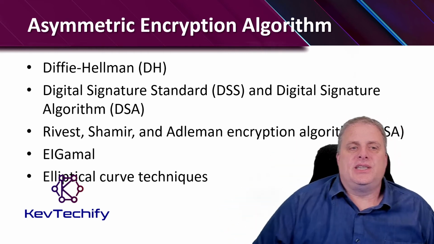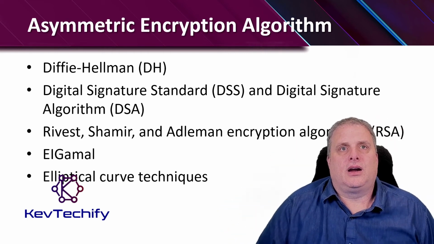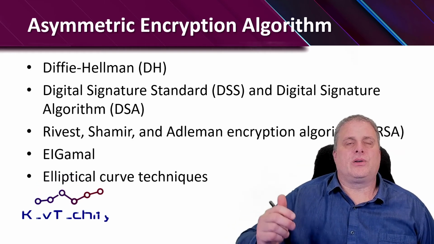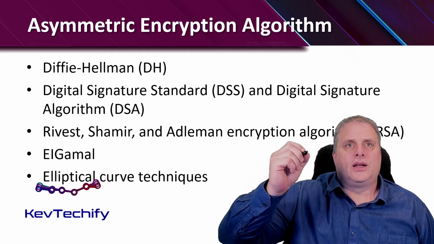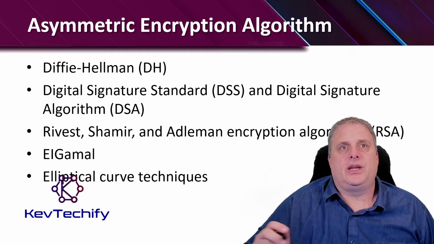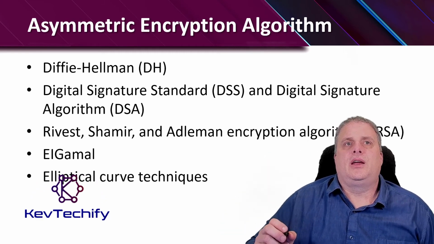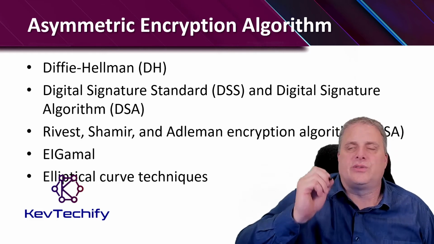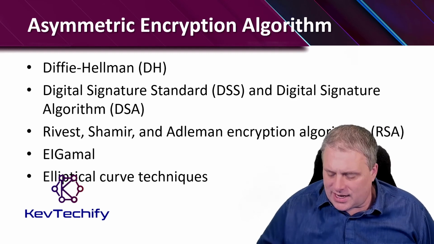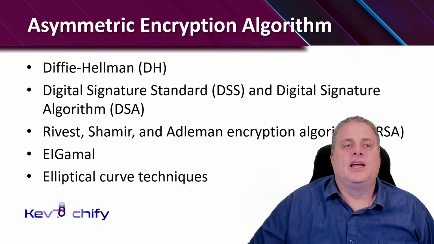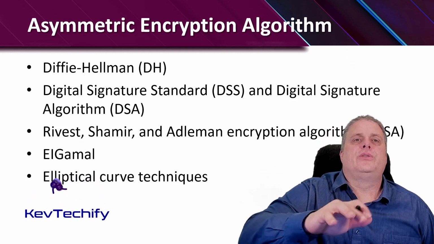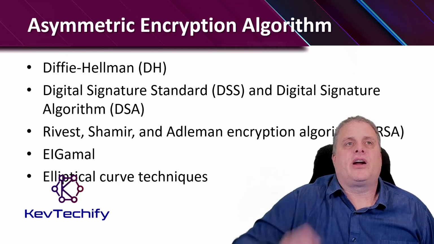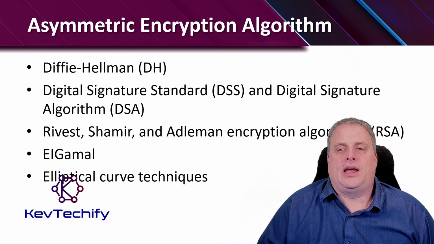The DSS and DSA are for digital signatures. It's a public key algorithm, and the signature creation speed is similar to RSA, but 10 to 40 times slower for verification. This is those digital signatures. When you have to sign a document electronically, this is the method that they use to prove you actually signed it. Then we have our RSA algorithms.